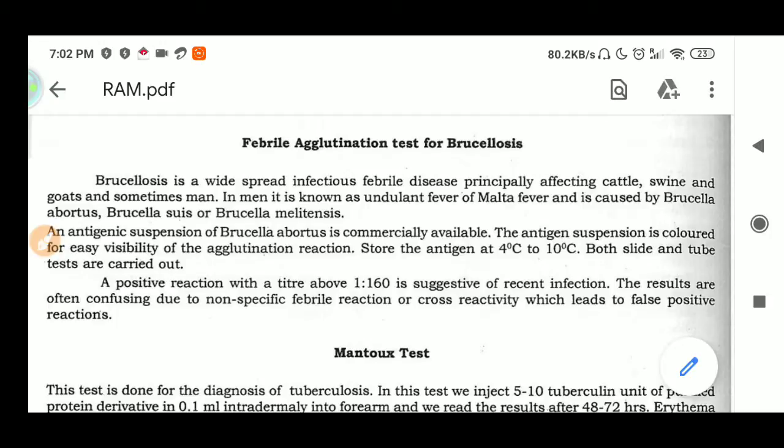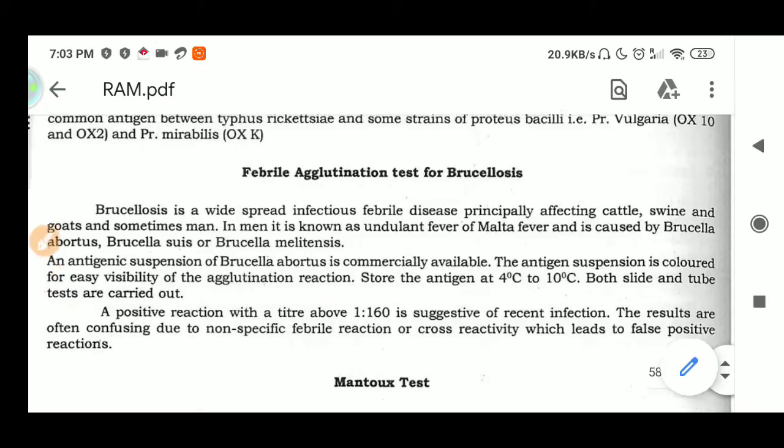The antigen suspension is colored for visibility of the agglutination reaction. Store the antigen at 4 degrees centigrade to 10 degrees centigrade. Both slide and tube tests are carried out. A positive reaction with a titer above 1:160 is suggestive of recent infection. The results are often confusing due to non-specific febrile reactivity, which leads to false positive reactions.